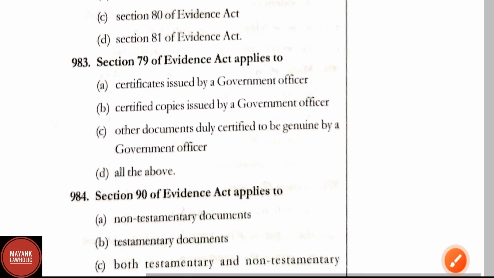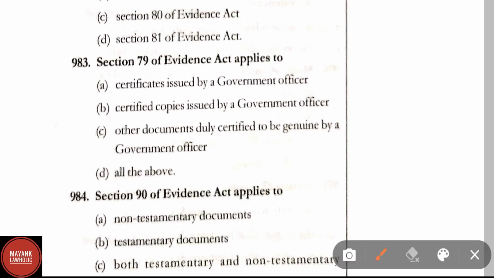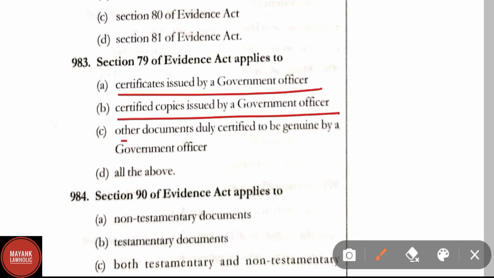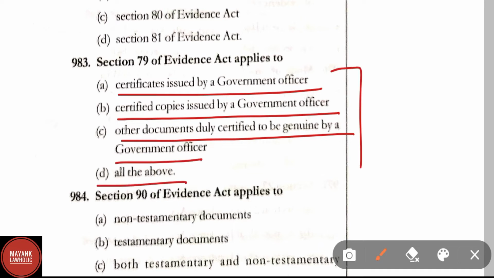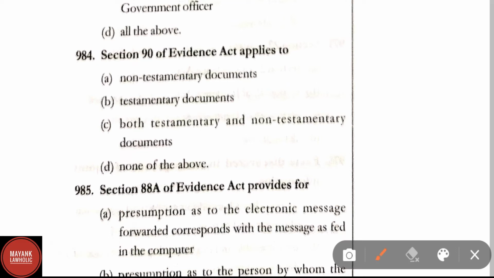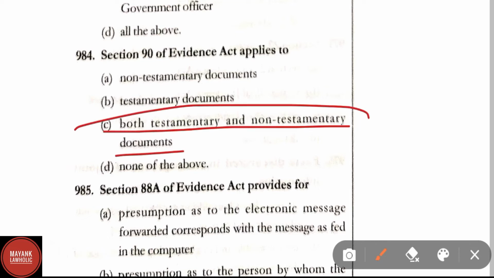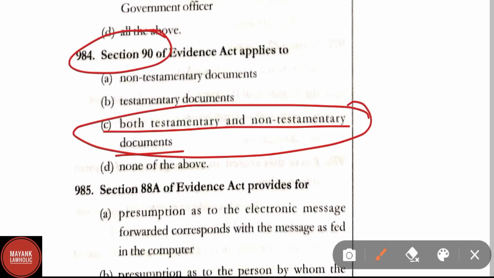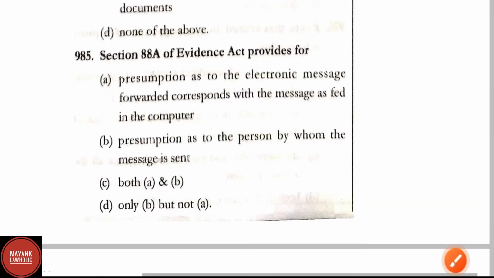Question number 983. Section 79 of the Evidence Act applies to certified copies issued by the government officer, other documents duly certified to be genuine by the government officer, and option D, all of the above. Here correct answer is option D, that is all of the above. Question number 984. Section 90 of the Evidence Act applies to? Here correct answer is option C, that is both testamentary and non-testamentary document. Section 90 of the Evidence Act applies to both testamentary and non-testamentary documents.